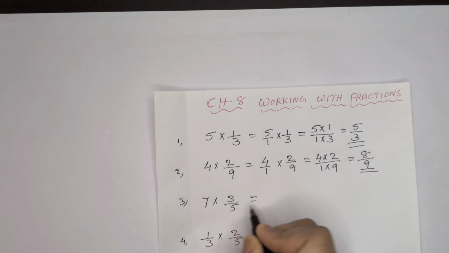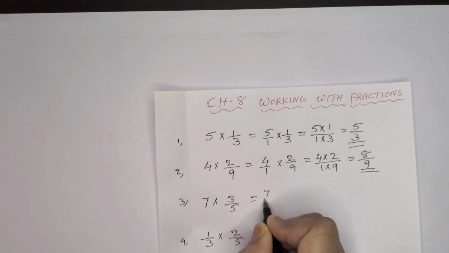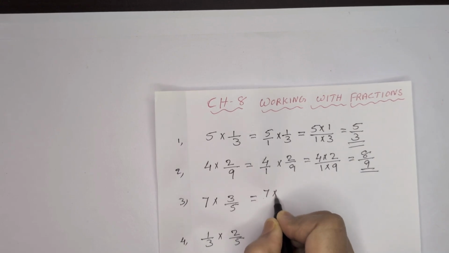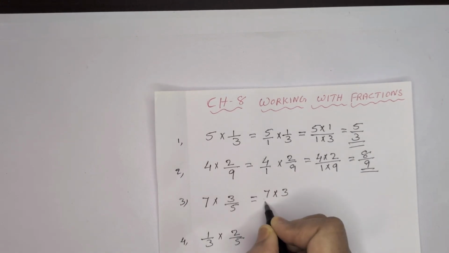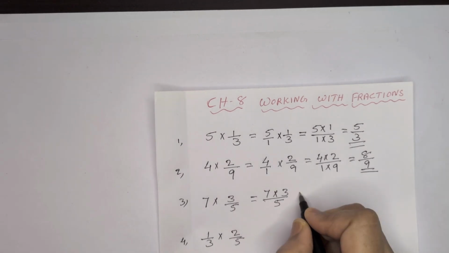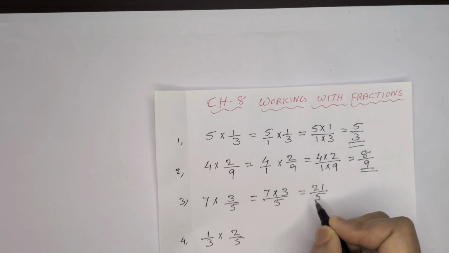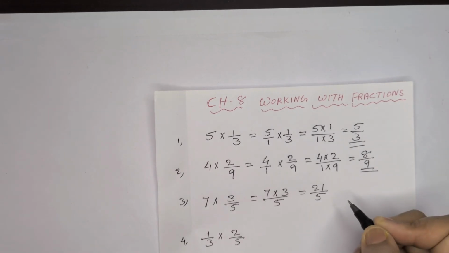Another example, 7 into 3 by 5. 7 we can write as 7 by 1. So directly 7 into 3 is the numerator, and the denominator is 1 into 5, that is 5 itself, which is equal to 21 by 5. Here this is an improper fraction.